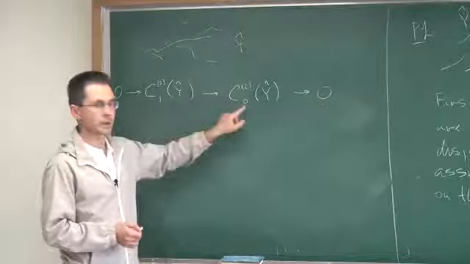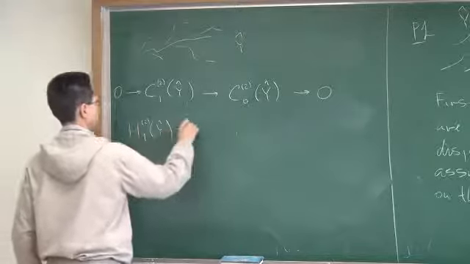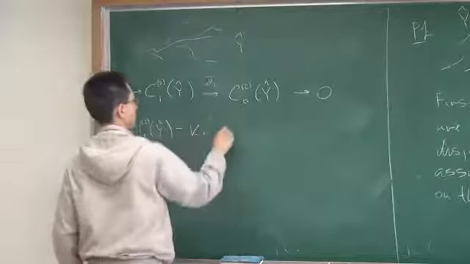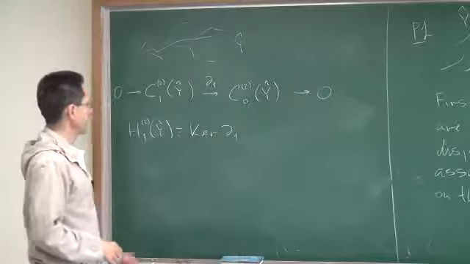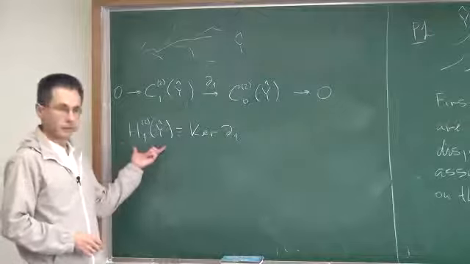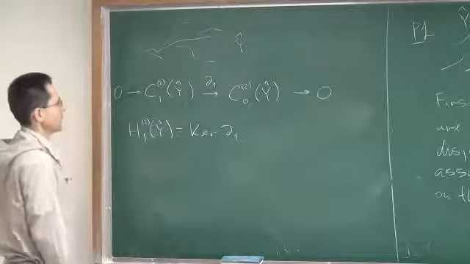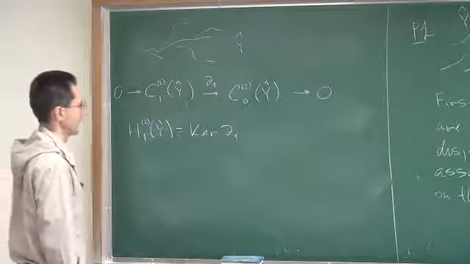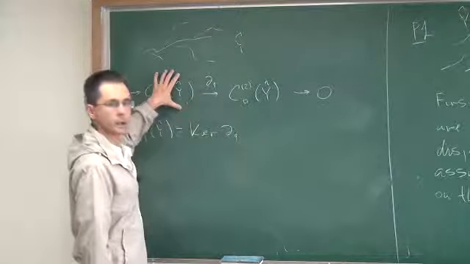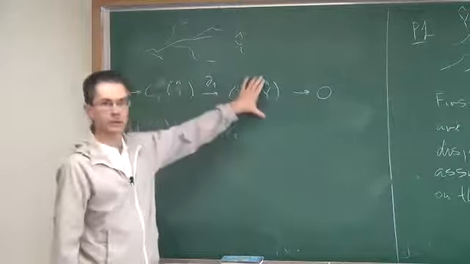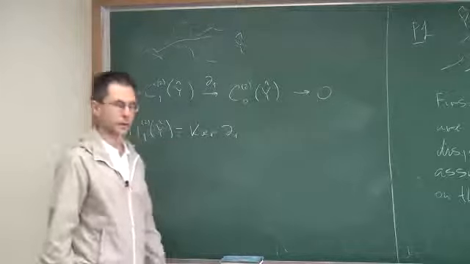The homology is the same as the kernel. The first homology of y hat is the same as the kernel of this D1, the boundary map. And we want to find the L2 Betti number, which is the dimension of this homology. So we want to find the dimension of the kernel. But what's the dimension of the kernel? It's the dimension of the whole thing minus the dimension of the image.